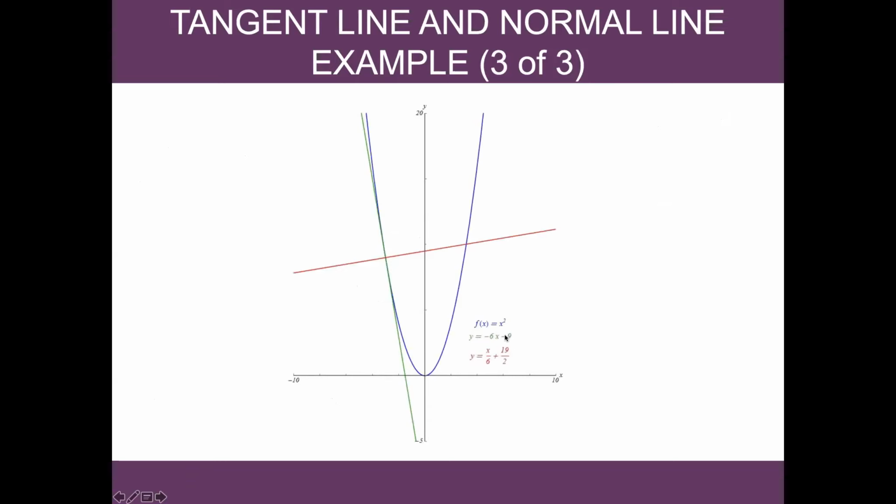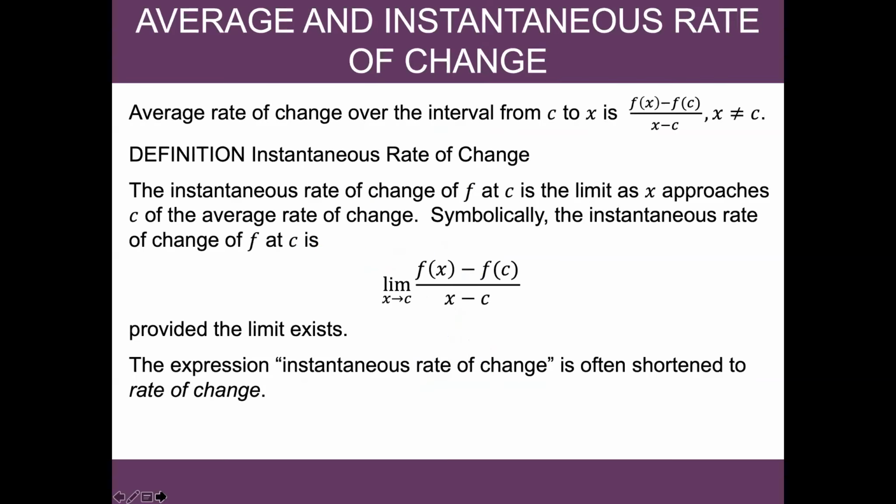Oh, and here are the two functions that they gave. The parabola is in blue, the tangent line is in green, slope is -6, and the perpendicular line, the normal line through that point, -3, 9, excuse me, is going to have the slope of +1/6 here, etc. All right, let's keep going.